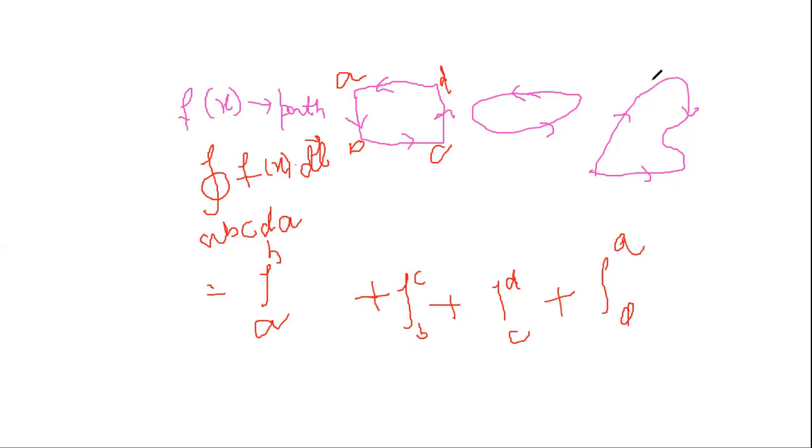This word you must have heard, contour. So over a contour or over a path, this is called a contour. So over a contour or a path, we integrate the function. So the line integral is very simple.